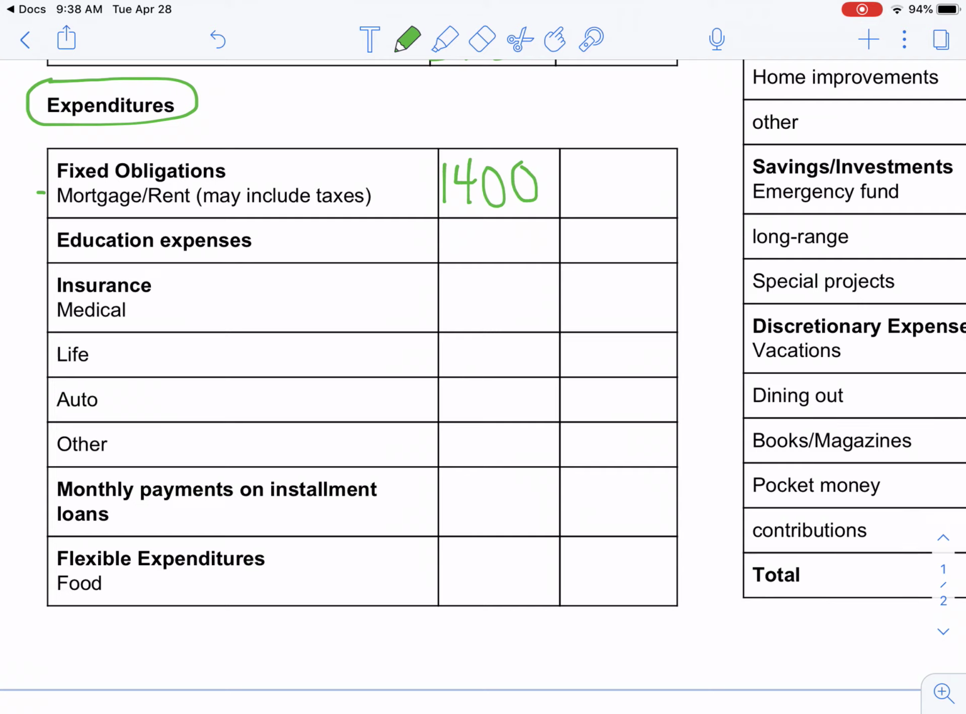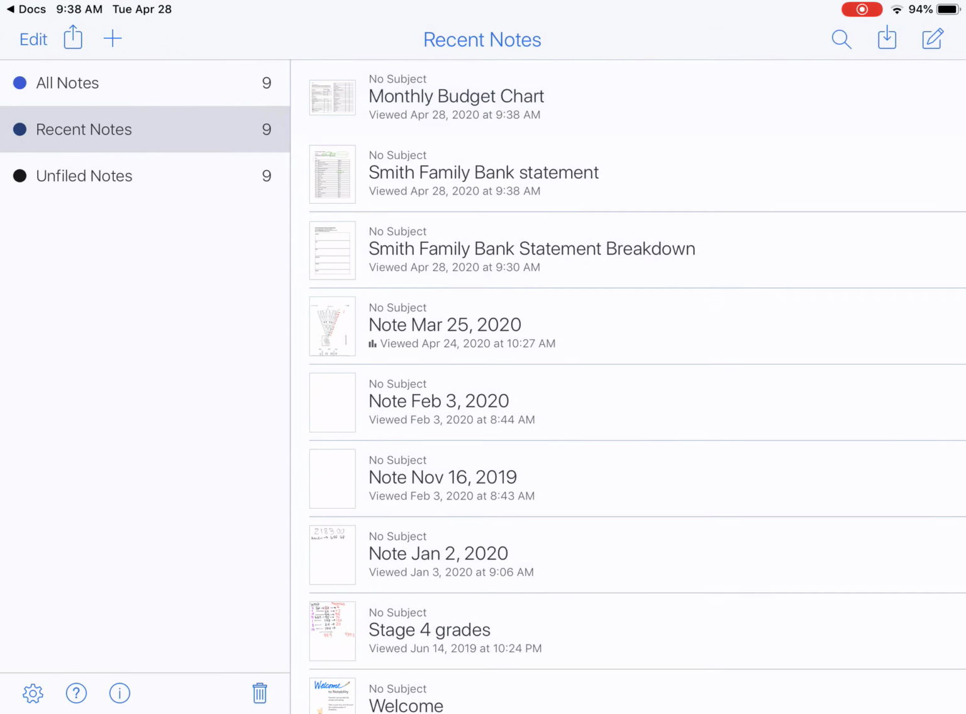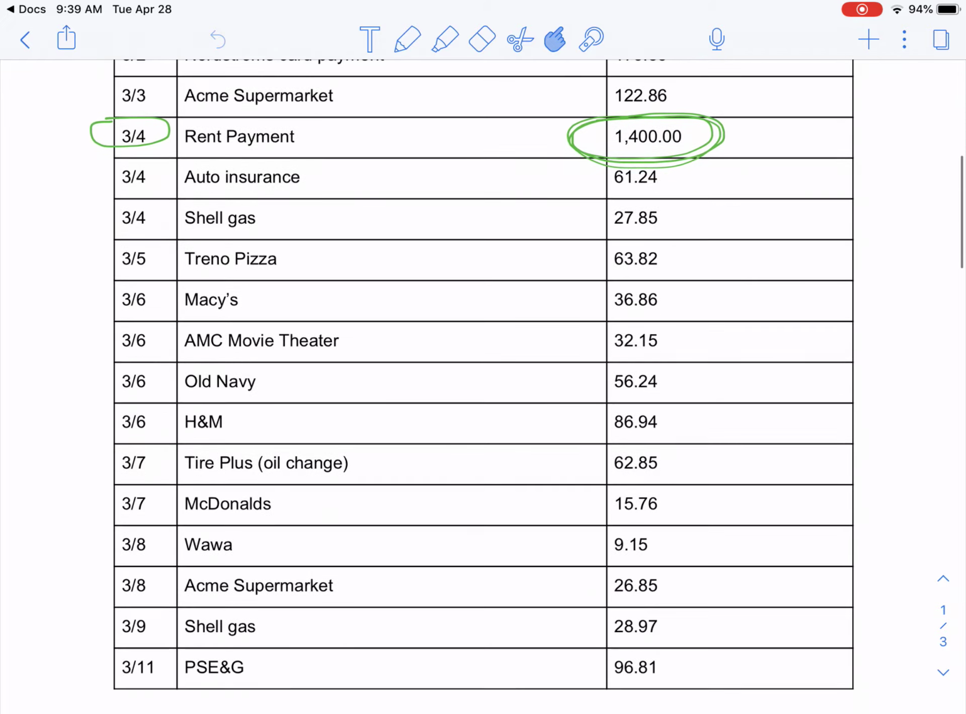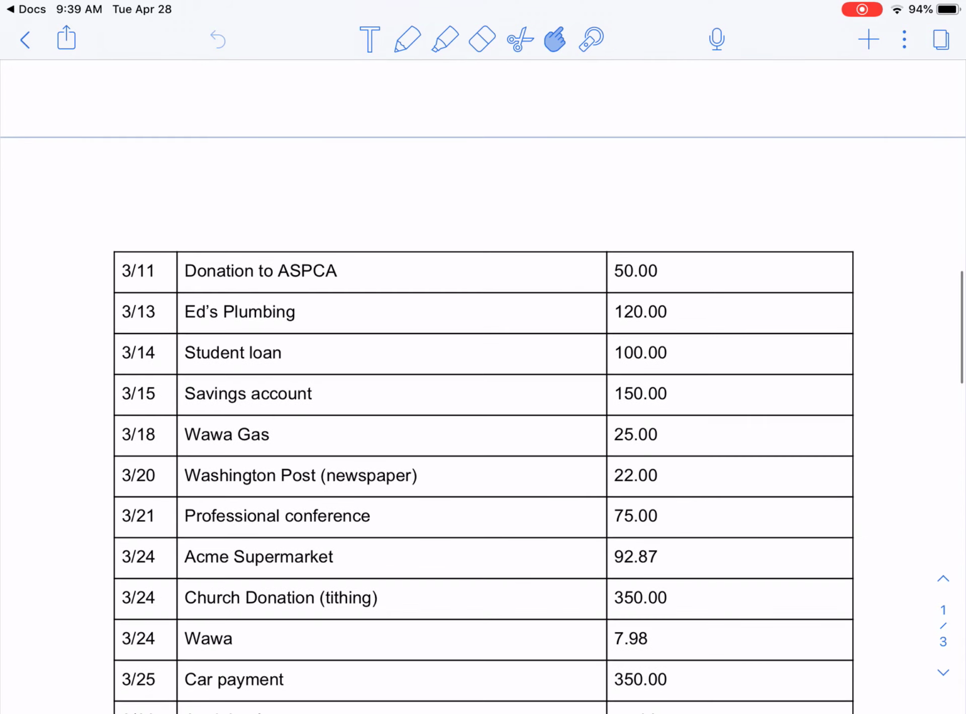Education expenses. So this could be if you're paying for college, it would be a set price. You have to pay it. In the case of the Smith family, they are paying a student loan. And if we look back, there's going to be some bouncing back and forth. So if we look back at the Smith family bank statement and we go through it, we will see that they had a student loan of $100.